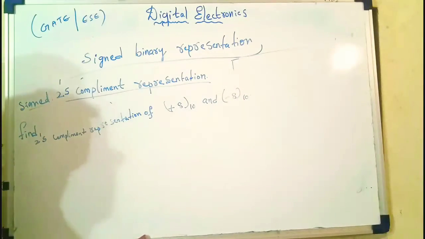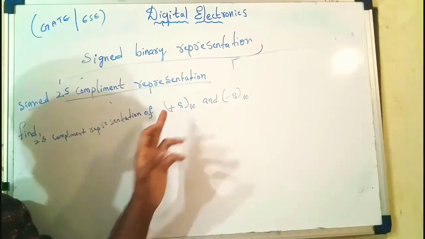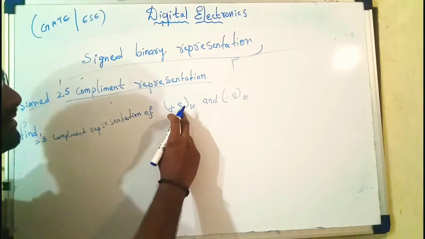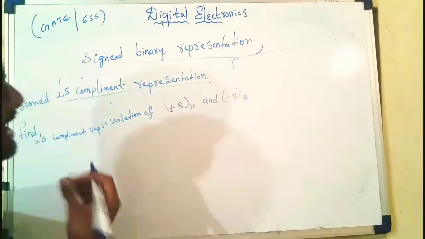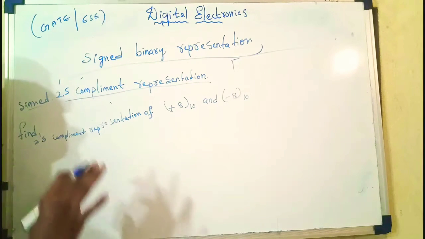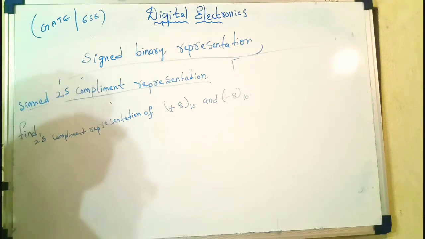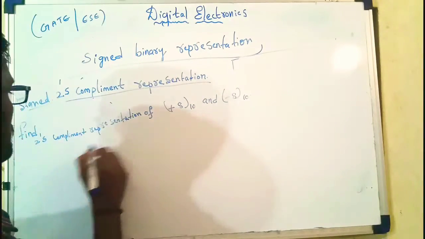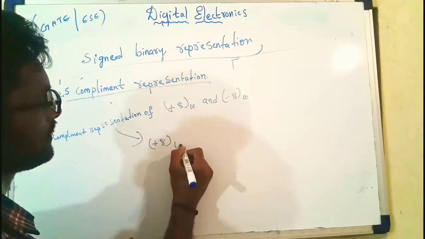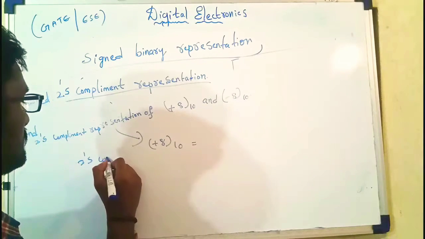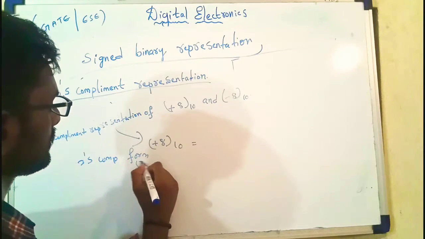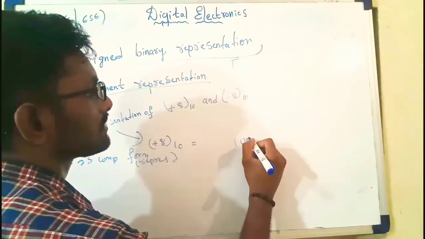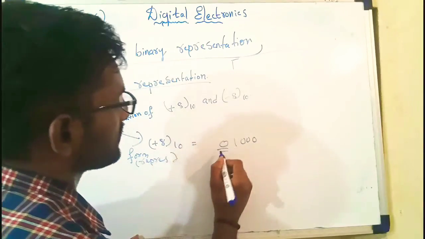For a positive number, the 2's complement representation or 1's complement representation is nothing but the normal representation. Just find the binary equivalent value of 8, and for plus, just add the sign bit as 0. That is the 2's complement representation or 1's complement representation. But for minus 8, so nothing but for plus 8 in 2's complement form or representation equal to, for 8 the value is 1, 0, 0, 0, with sign bit 0.